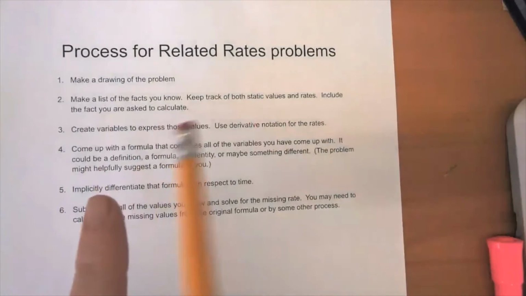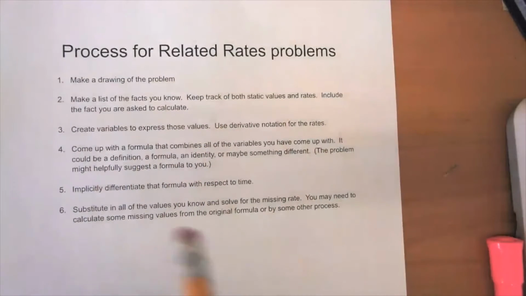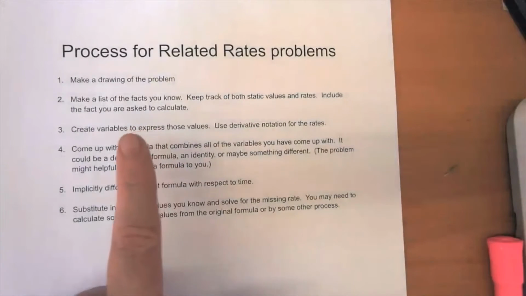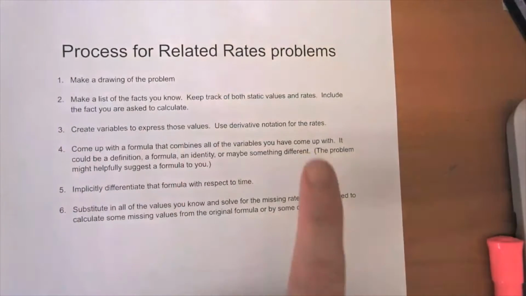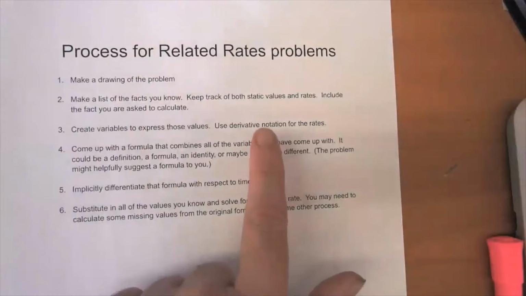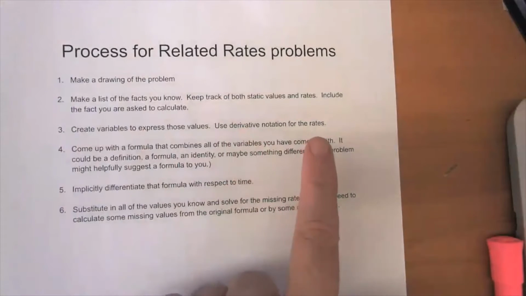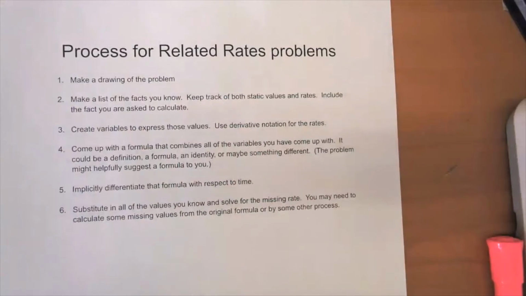We also want to think about the thing we're being asked to calculate, which is probably the rate that we don't know. So we're given the rate of one or more of the things that are changing, and we're asked to find the rate for the missing factor. So we should create variables to express those values, and we want to express it in that math notation. And we're going to use derivative notation for the rates. We're talking about how quickly something is changing over time.